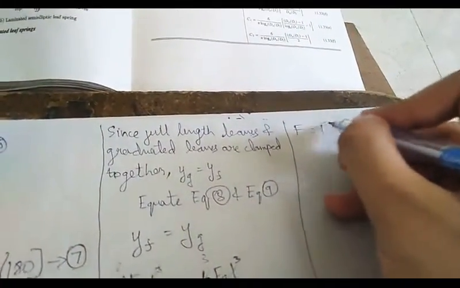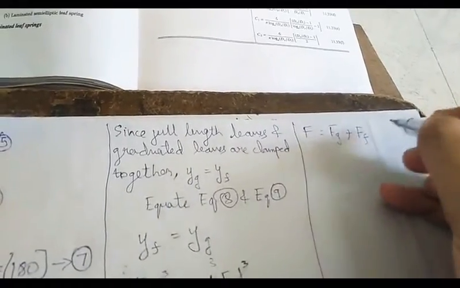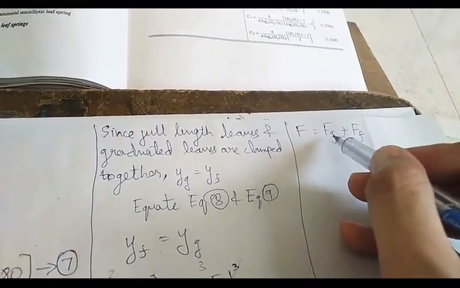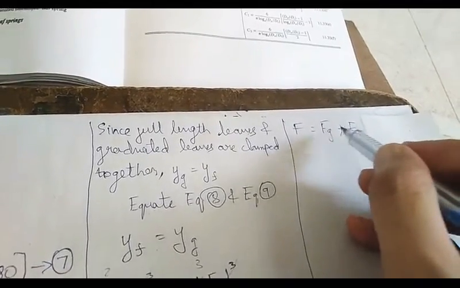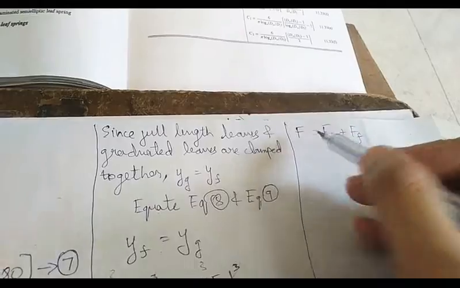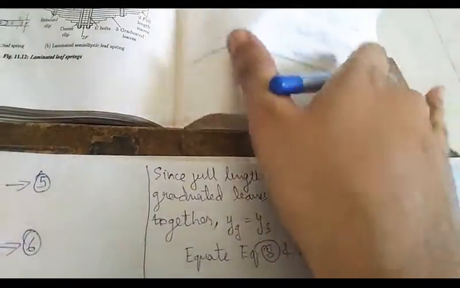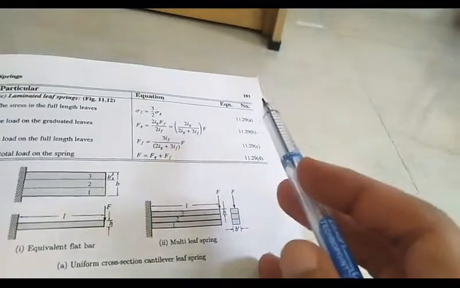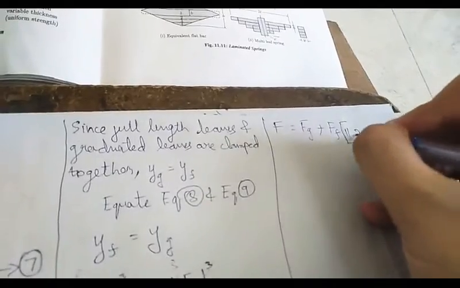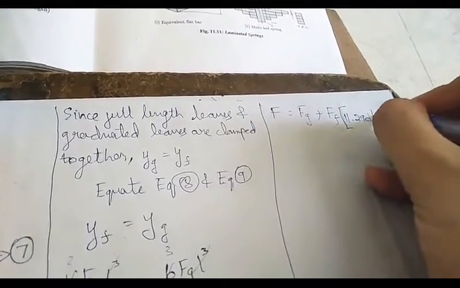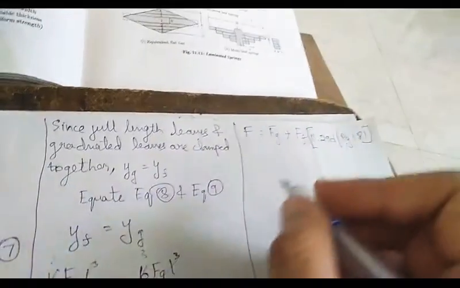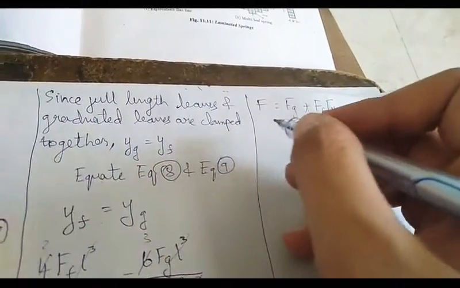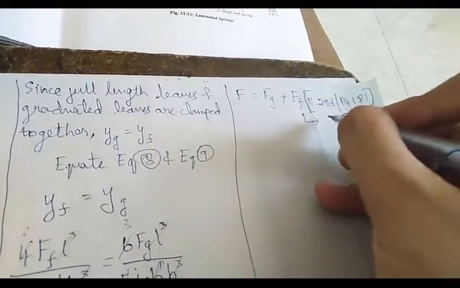Also F is equal to Fg plus Ff, because the sum of the forces generated in graduated leaves and full length leaves, if you add that, we'll get the total load on the spring. So this is also given in the data handbook, equation 11.29d, page number 181. There F is equal to Fg plus Ff. We'll call this equation 11.